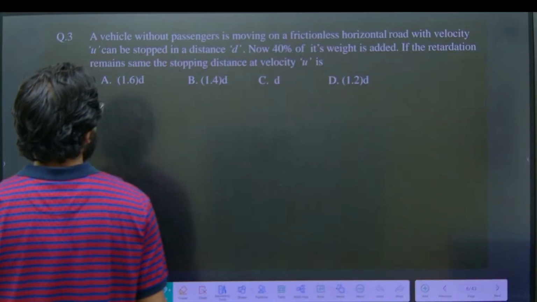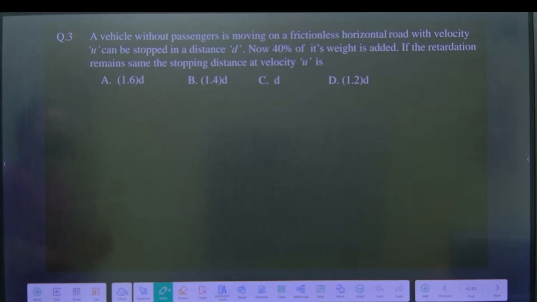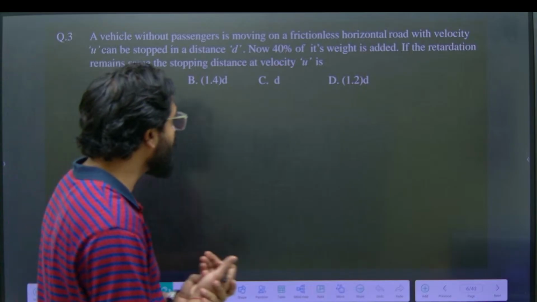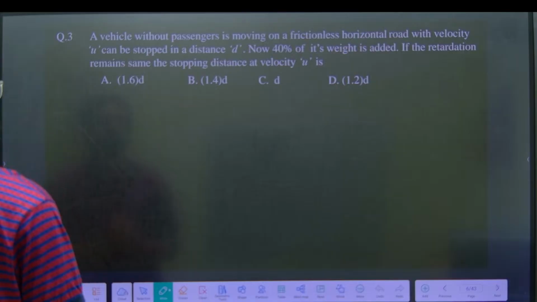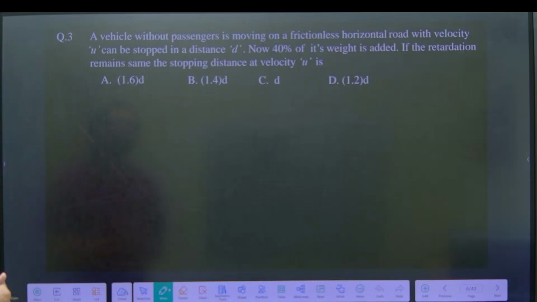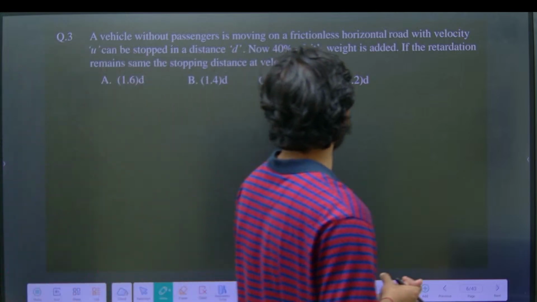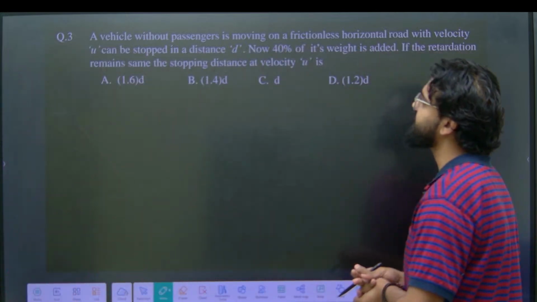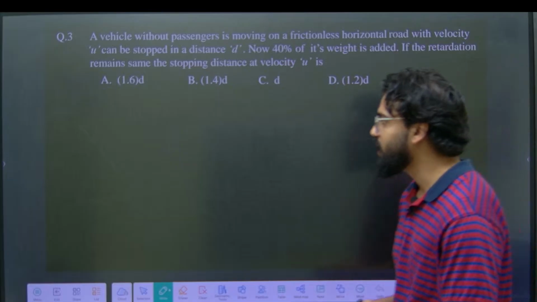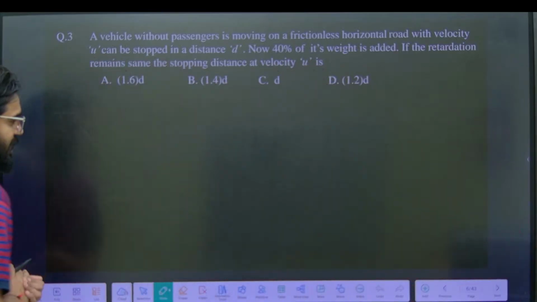So quickly, let's move towards question 3. There is a vehicle without passenger moving on a frictionless horizontal road with velocity u, which can be stopped in a distance d. Now 40% of its weight is added. If the retardation remains the same, the stopping distance at velocity u is. Okay, so please read the question. Done. आइए.